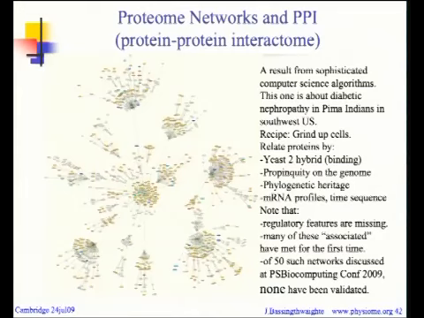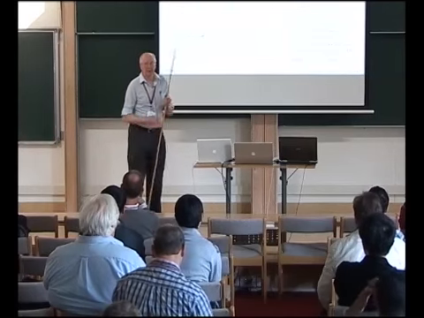This is a protein interaction network, the interactome. And there are a lot of these being developed now. This one's about diabetic nephropathy in Pima Indians. Grind up the cells, use a variety of techniques to get the information on the relationships between these things. Yeast 2 hybrid's a good technique, but others, like how close are they to each other on the DNA? What's the heritage of these particular components? What are the time sequence of mRNA profile changes? That starts to get at cause and effect.